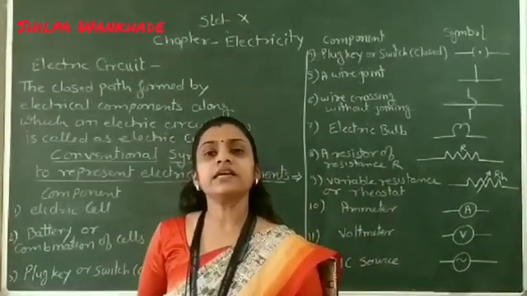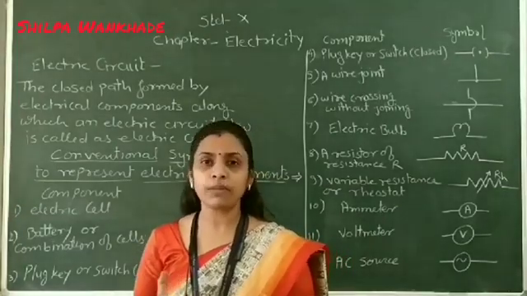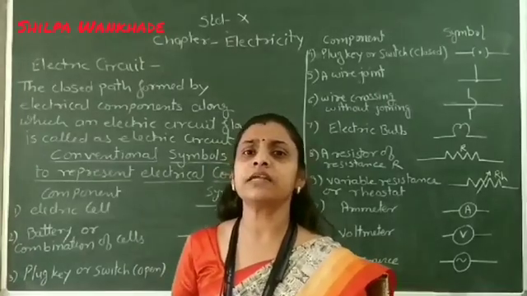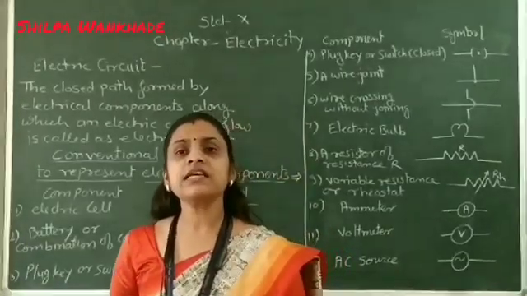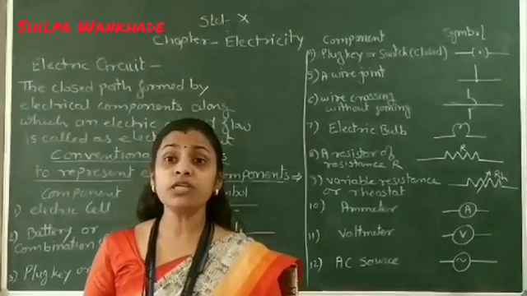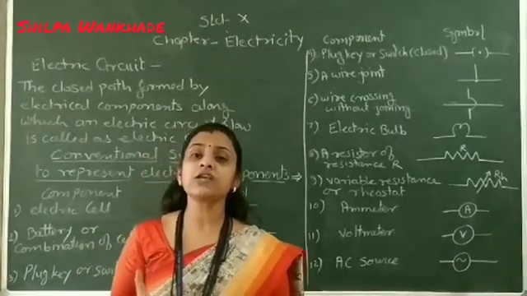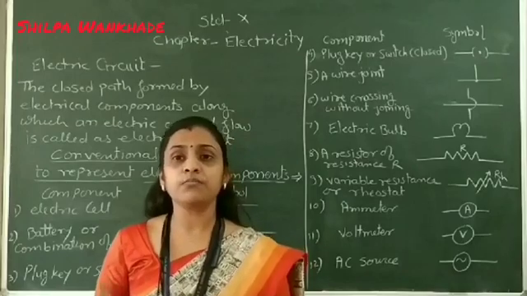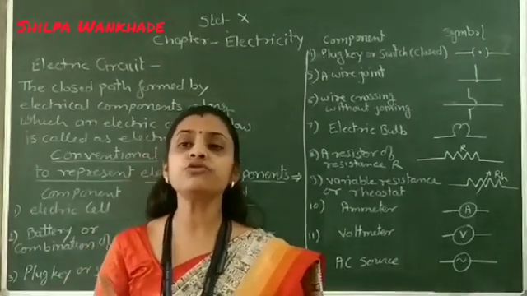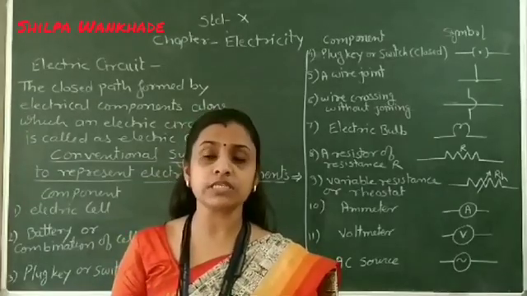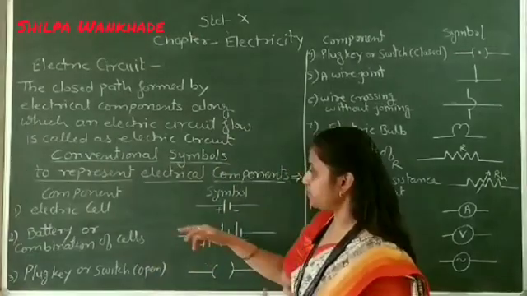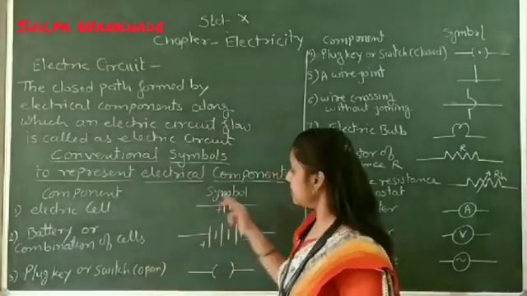Now, the electric circuit consists of a cell or battery, a plug key, different electrical components and connecting wires. An electric circuit is represented by a schematic diagram in which convenient symbols are used for different components. Now, which are the conventional symbols used to represent some commonly used electric components? So these are the components and these are the symbols.